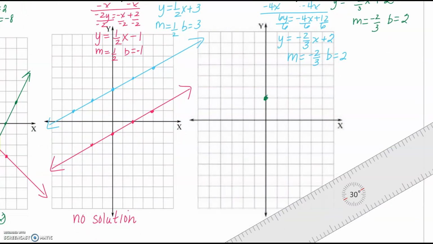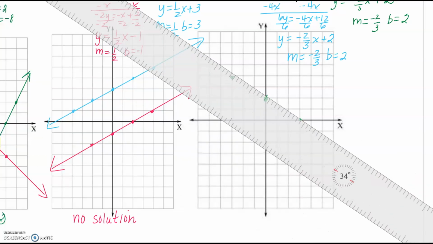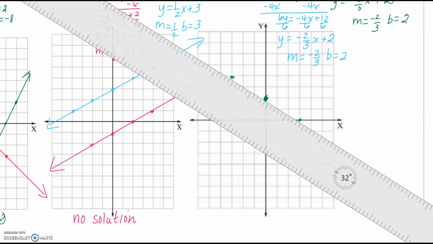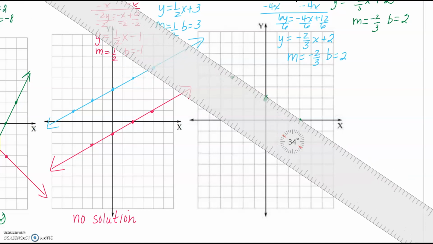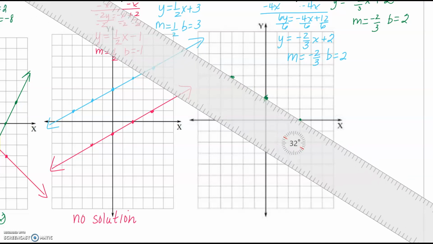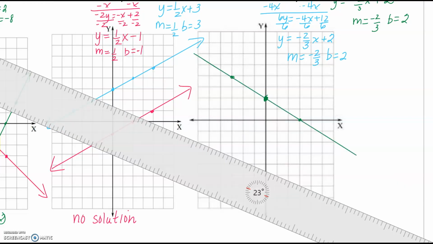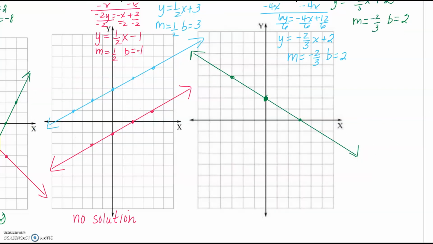I go to 2 on my y-axis, from there I go up 2. I can go up 2 and right 3. I can go down 2 and left 3. And I draw my line. So the green line and the blue line are the exact same line. So really, it's like you're drawing one line because the line would be on top of the other line. So this was infinite solutions.